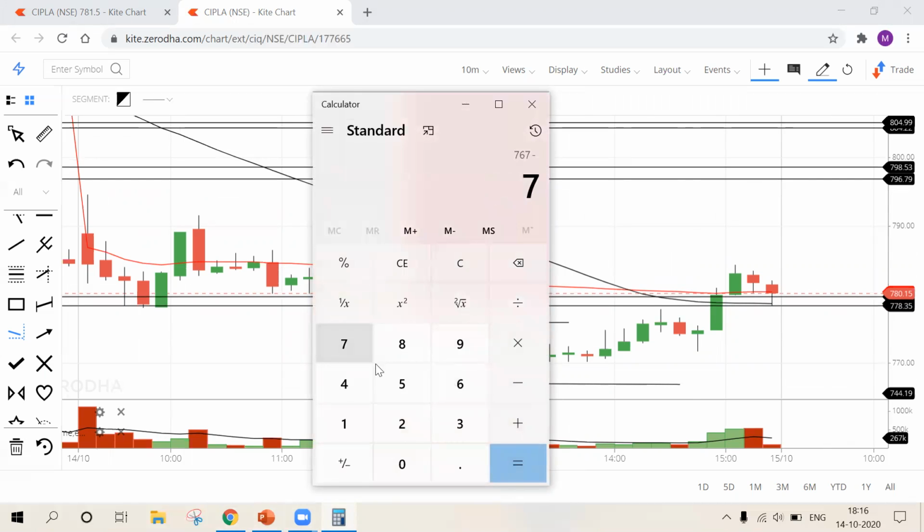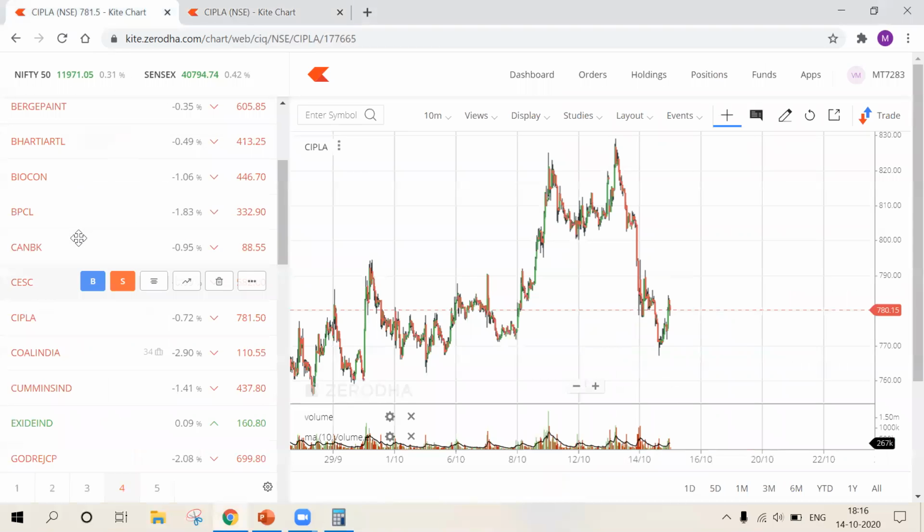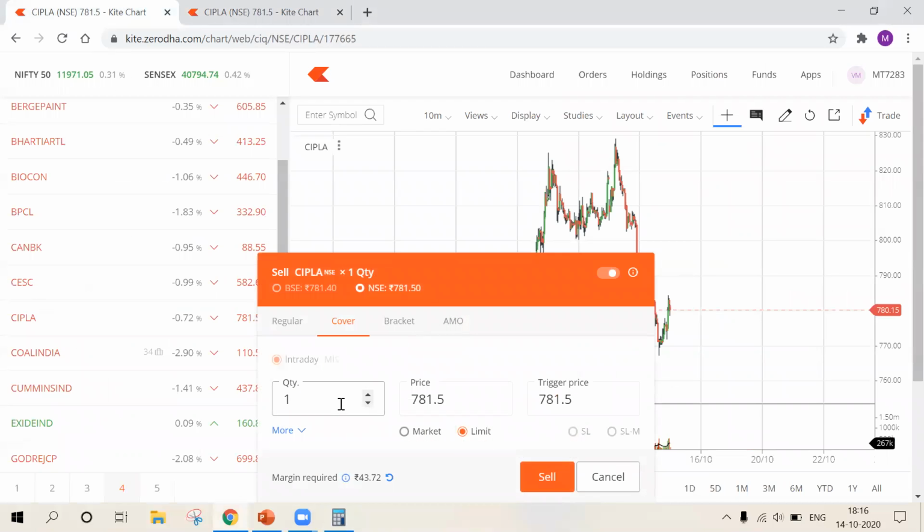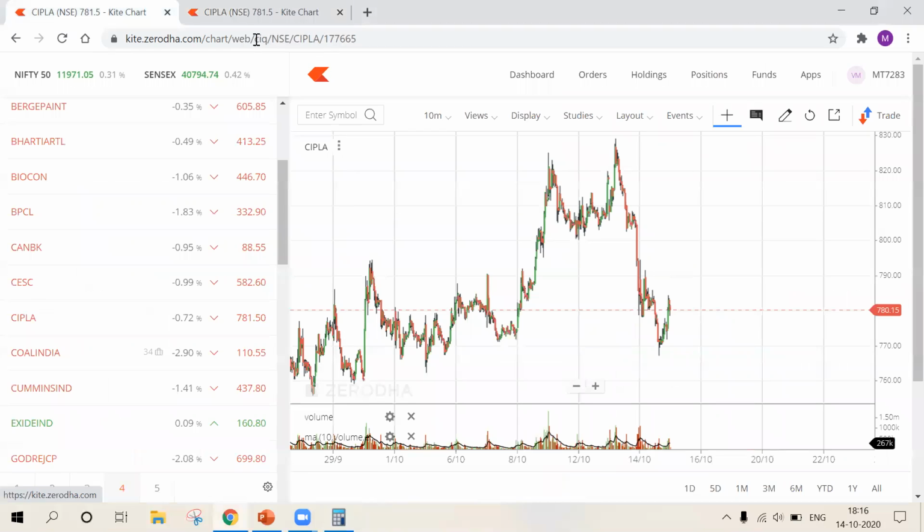767 minus 775, 8 points profit. 8 points into 100 quantities, 800 rupees. For Cipla, if you want 100 quantities, you only need to invest 4,300. With an investment of 4,300, you'll be getting 800 rupees. That's so good.